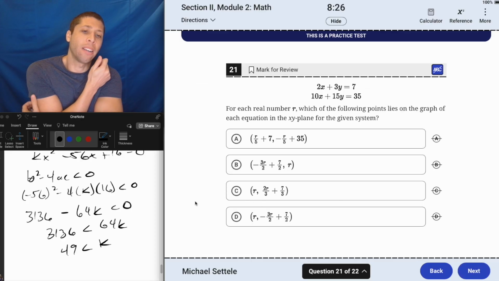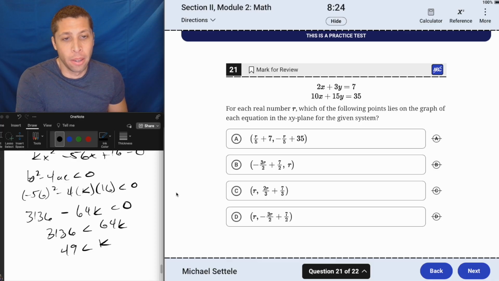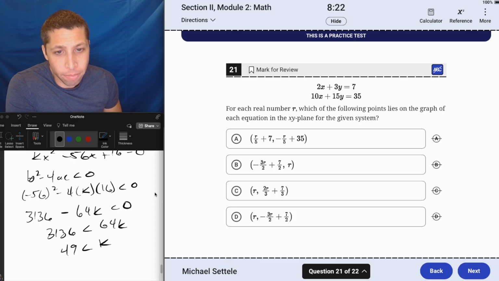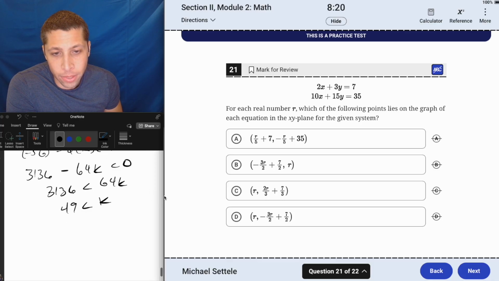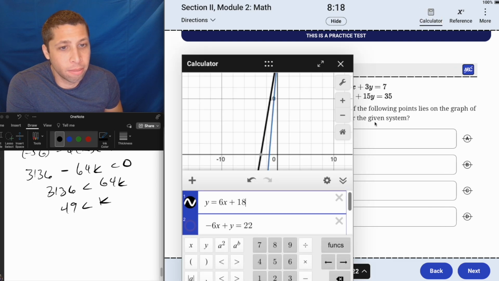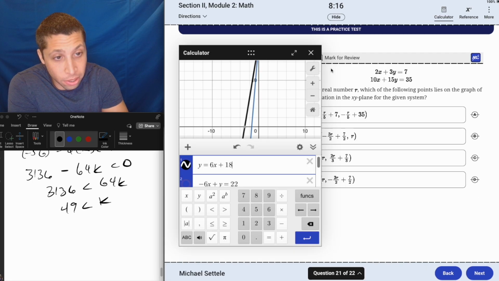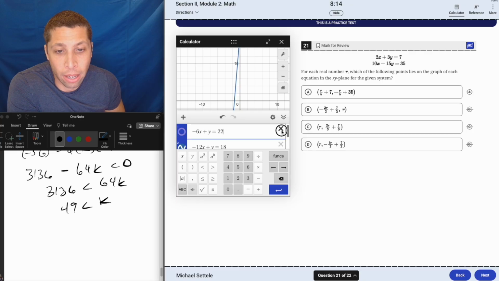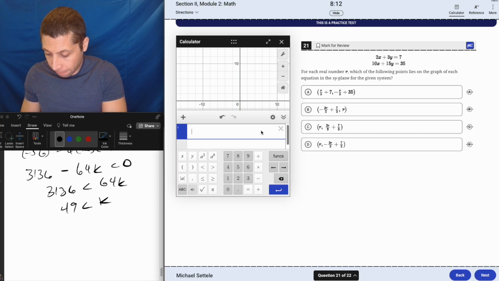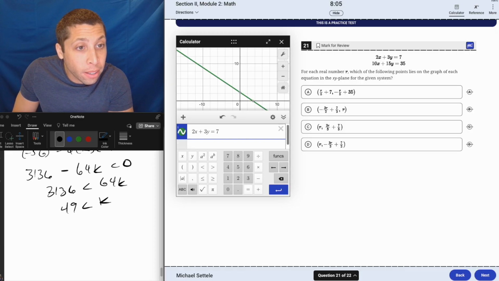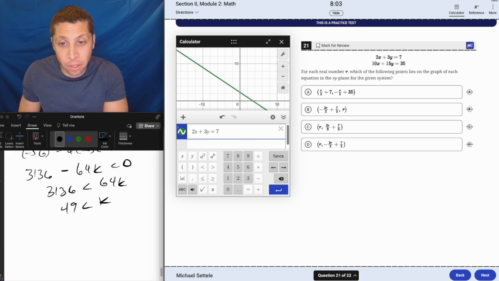Oh my God, they love this freaking question type. All right, the last time I did this, I did it with plugging in numbers. Let's do it with the calculator. 2x plus 3y equals 7. And that other equation is the same thing, so it doesn't matter.